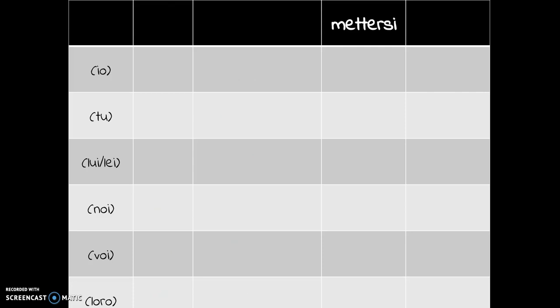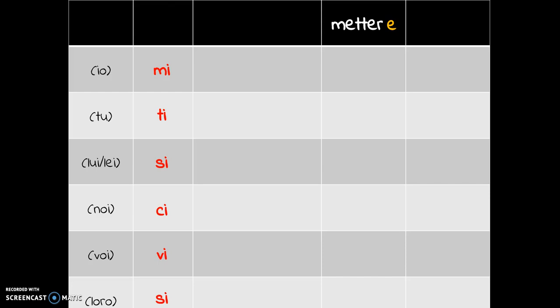And here we have another example of a reflexive verb. This is mettersi, which means to put on, as in to put on clothing, to put on a jacket or to put on shoes, etc. So our steps are exactly the same. We remove the si ending, we transform it into our reflexive pronouns, and they go at the front here. So mi, ti, si, ci, vi, si.